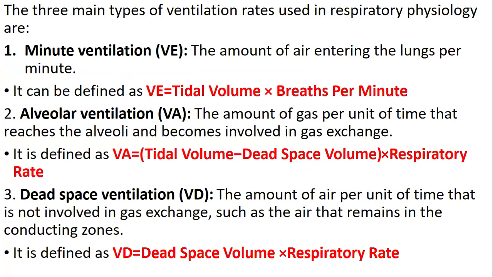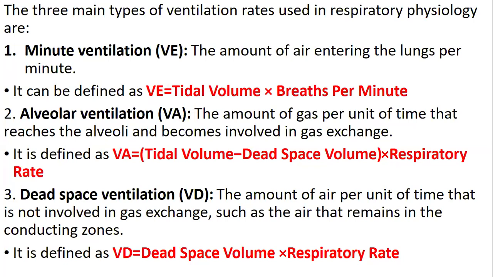The three types of ventilation are, number one, minute ventilation, which is the amount of air entering the lungs per minute. It can be defined as VE is equal to tidal volume multiplied by the number of breaths per minute.